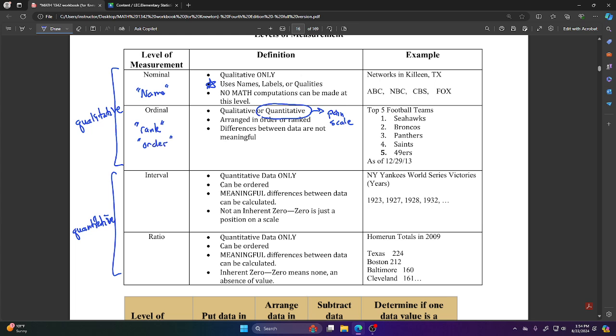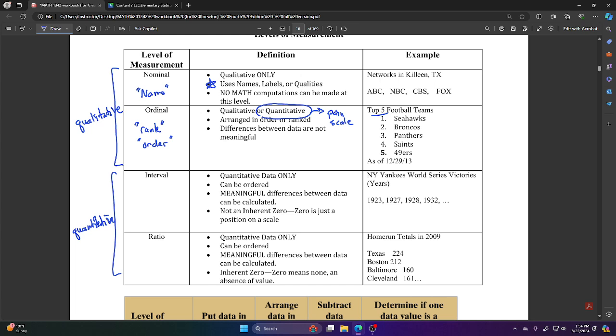And so they always have to list it out in a line, in a scale. And you can see right here, the top 5, 1, 2, 3, 4, 5, right? That kind of thing. And so that would be order. Pick your top 3 favorite foods, right? That kind of stuff. Ordinal.